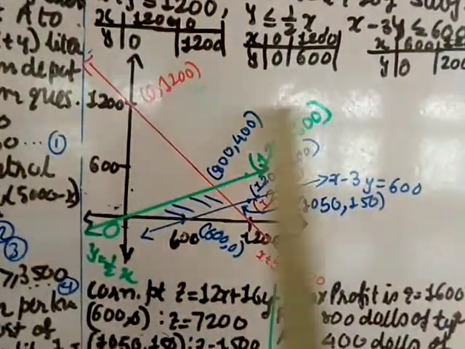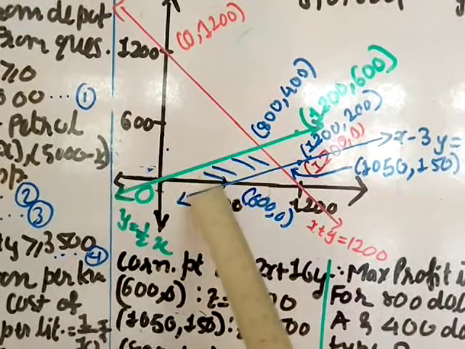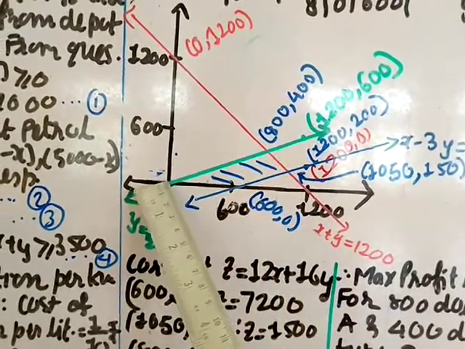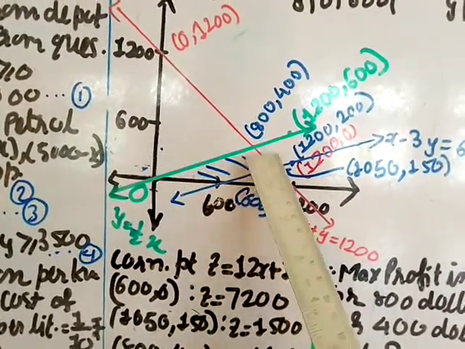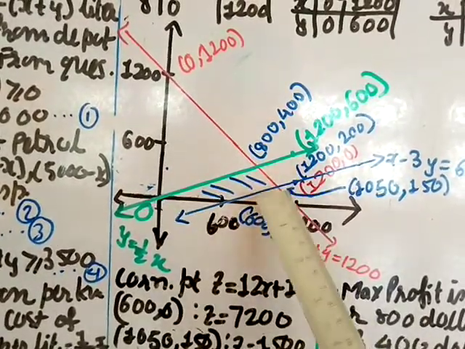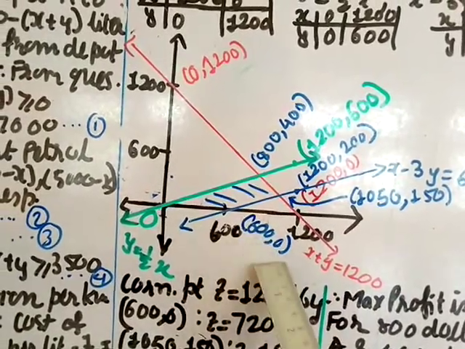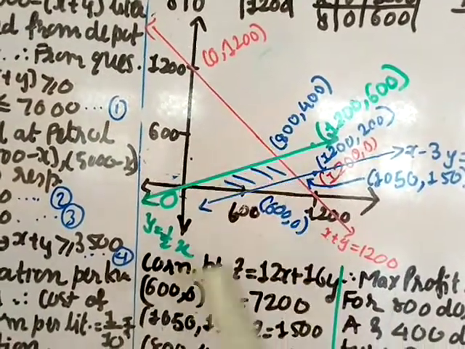Then draw the graph. When you draw the graph, you get something like this. Here this is the feasible region. So you have got the corner points. One is this, one is this, one is this, and this one. I have solved this by the intersection of these lines, and this by the intersection of these lines. And this is already 600 and 0, and this is 0 0. So there are 4 corner points.